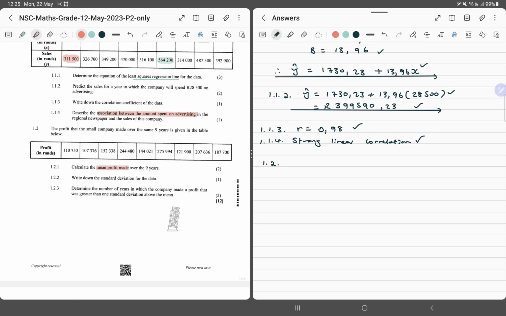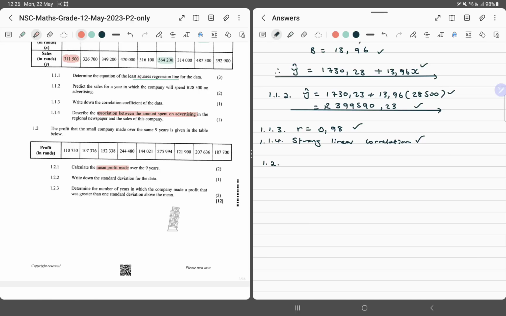And then here we've got 110,750, 107,376, and we've got 152,338, and we've got 244,480, 144,021, 275,994, 121,900, and we've got 207,636, then 187,700. So there's 9 data points there. So we are sorted.